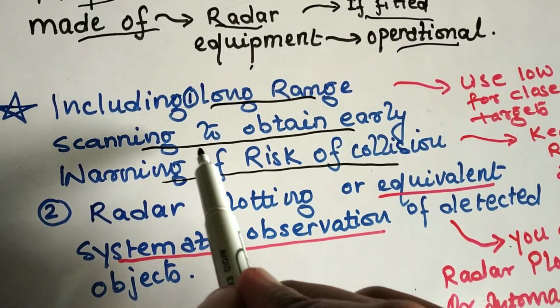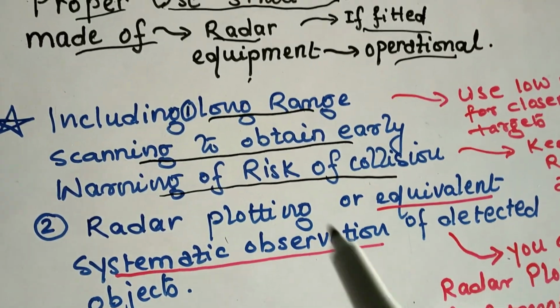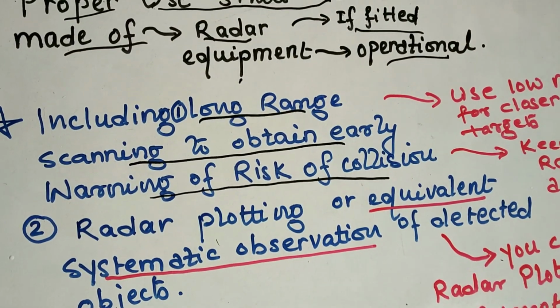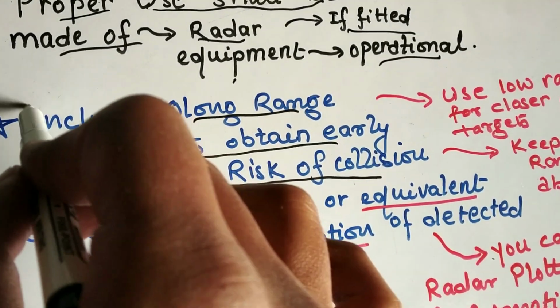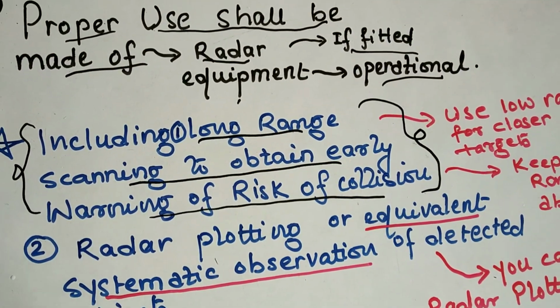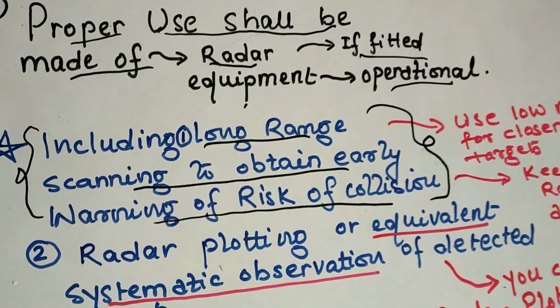You can do radar plotting manually or automatically. Long range scanning is used to obtain early warning of risk of collision, and you should use low radar range for closer and smaller targets. So basically what this part of the rule says is that you need to keep changing the radar ranges to get a better understanding of the surrounding or nearby vessels.